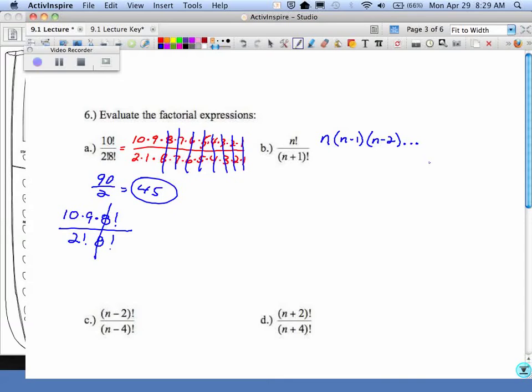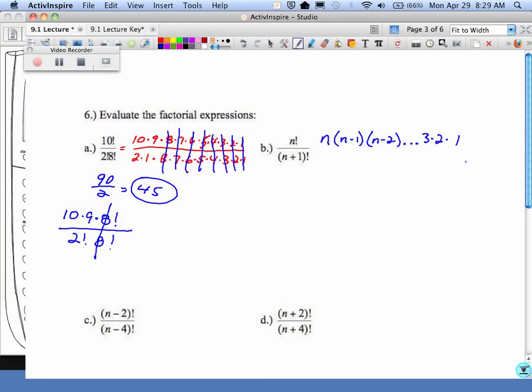So, n minus 1, n minus 2, you just keep subtracting another number, dot, dot, dot, the pattern continues until you get to the point where it goes 3 times 2 times 1. I just don't know where you're starting, but I know you'll do that. On the bottom, we're starting with our first number is n plus 1.